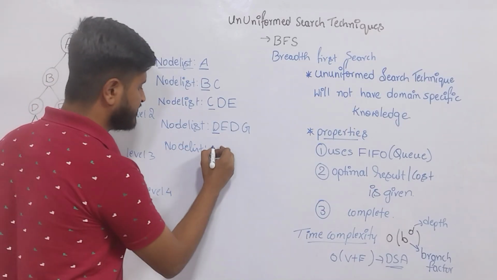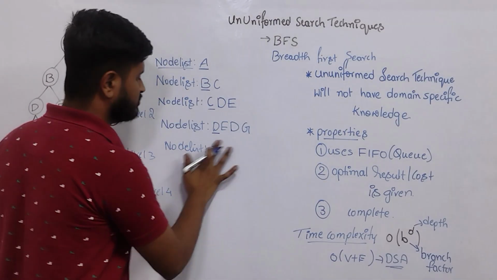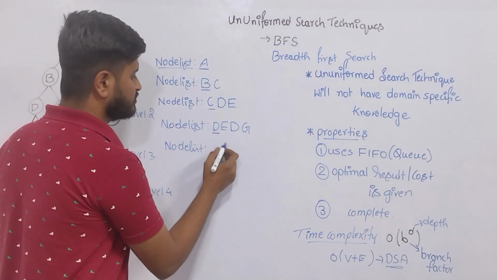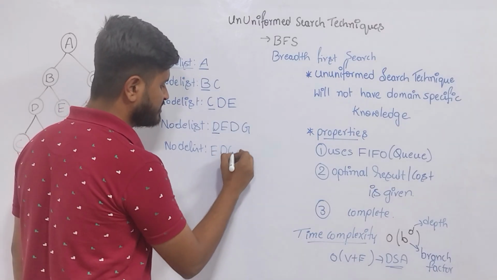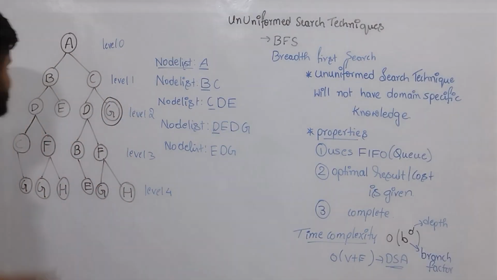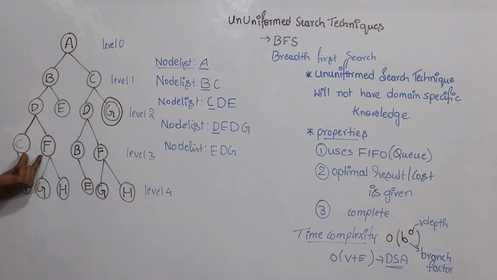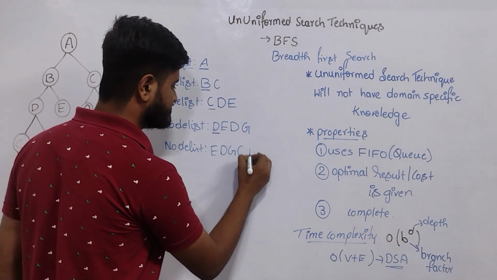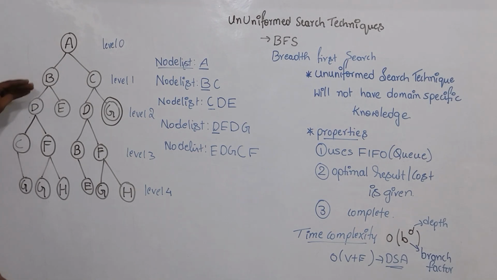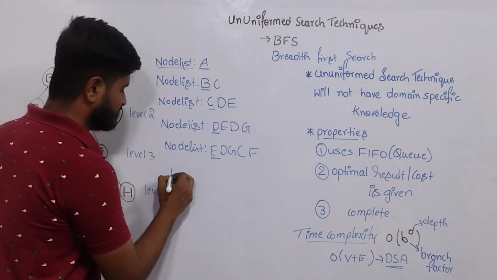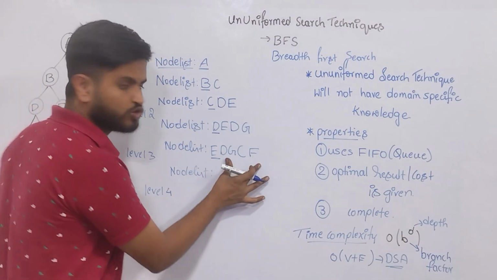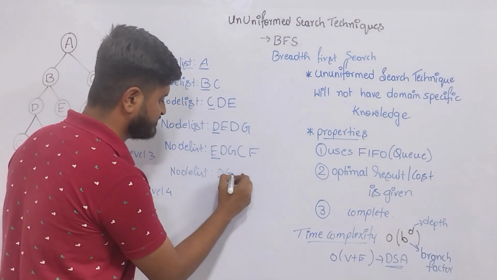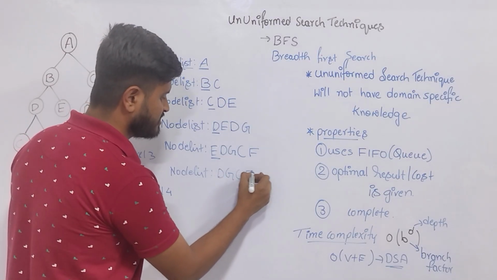What are my leftover vertices or nodes? E, D, G is left. I want to branch D. D is having two children. First you must write C, later you must write F. Upside to downside, left side to right side. Now you will be expanding E. So the node list will be updated again. First you must write the leftover elements, that is D, G, C, F.